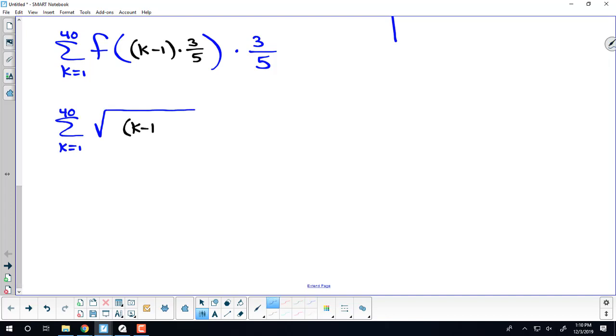Now you can leave it like this or expand what we have here if you want, but since we're going to put it into a calculator, I don't think it matters. So that's what we're computing. That's going to give us, using left Riemann sums, or the left endpoints, with 40 rectangles, an approximation of that area. Does anyone have any questions on that?